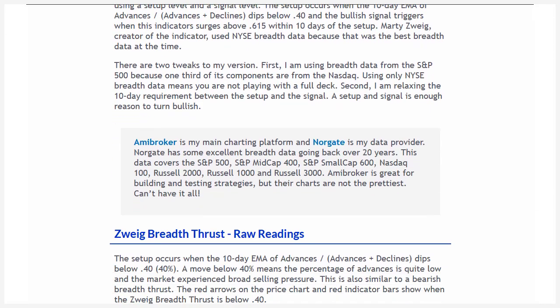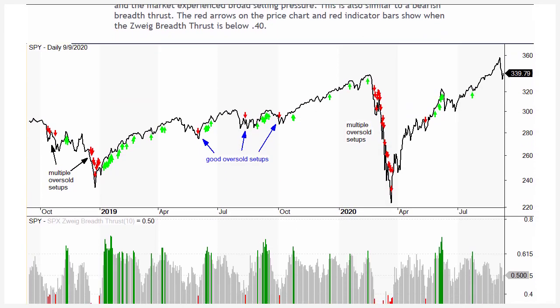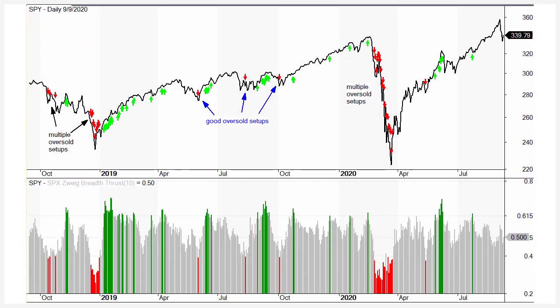So here's the article on the Zweig Breadth Thrust, and I basically outlined the signals here. It's a two-step signal. First of all, you need to get below 0.40, and this is advances minus advances plus declines, a 10-day EMA of that. Marty Zweig used NYSE data, but this is for data using just stocks in the S&P 500.